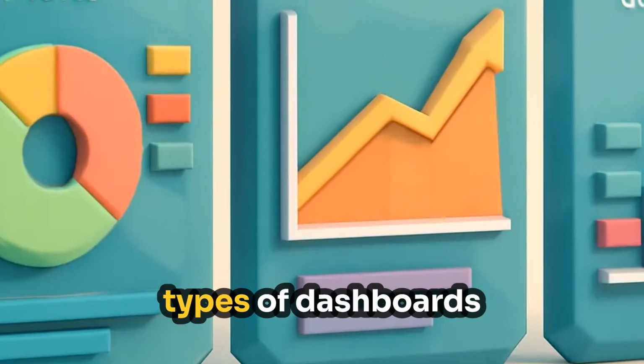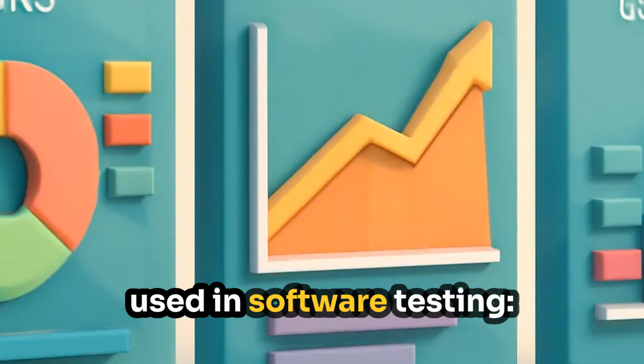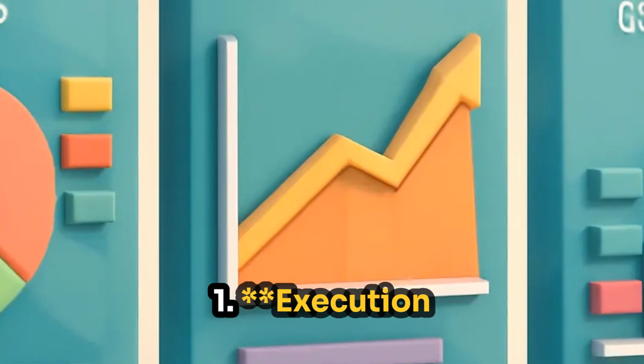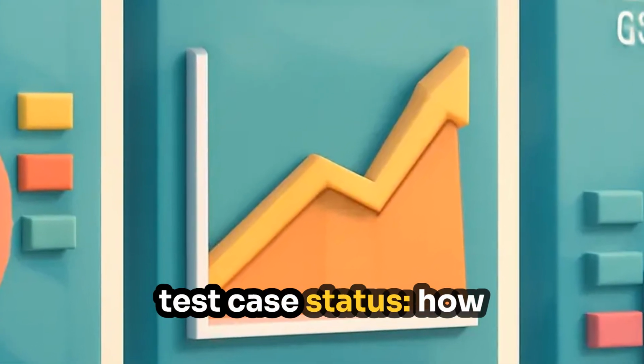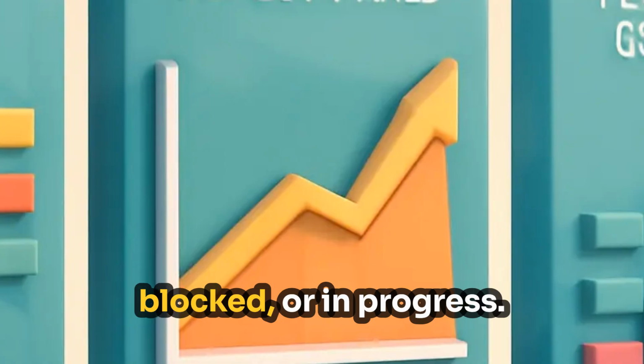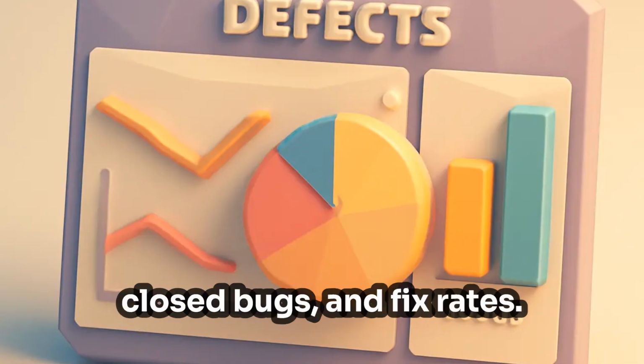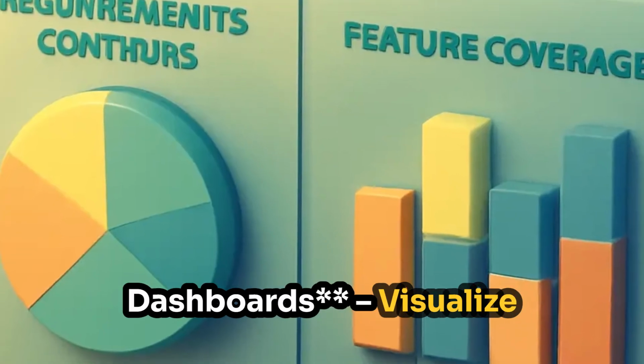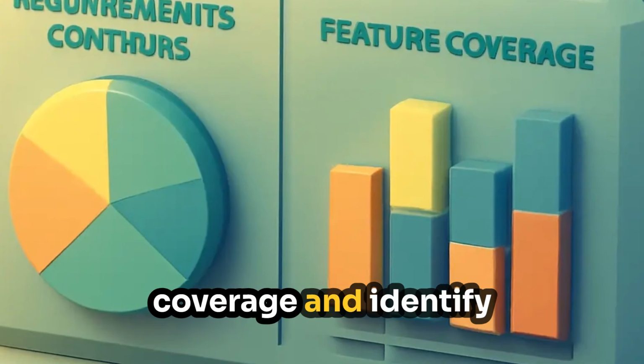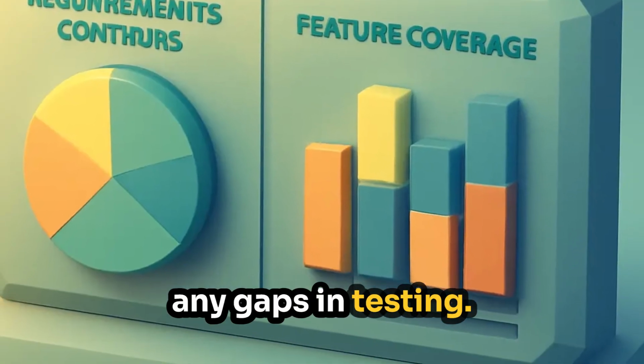There are three main types of dashboards used in software testing. 1. Execution dashboards track test case status, how many are passed, failed, blocked, or in progress. 2. Defect dashboards show defect trends, severity breakdown, open versus closed bugs, and fix rates. 3. Coverage dashboards visualize requirements or feature coverage and identify any gaps in testing.